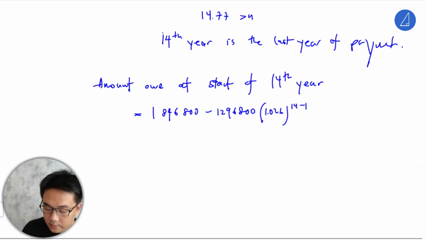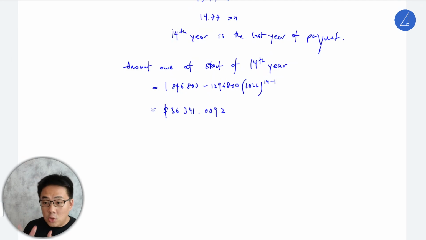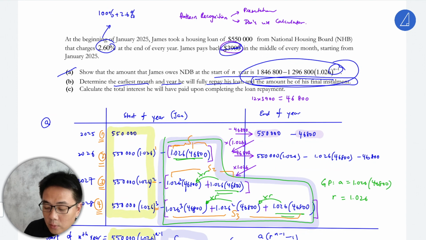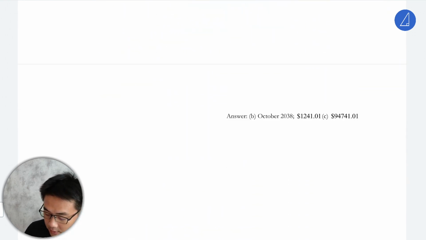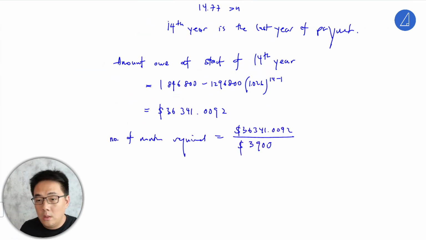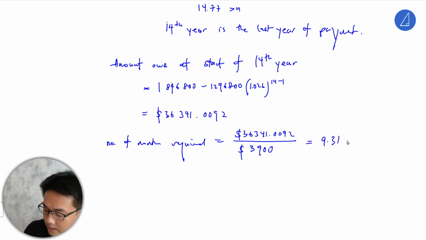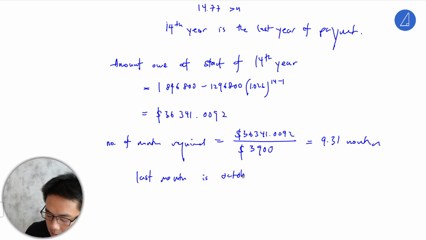36,341.009. Then because every month you pay 3,900, at the start you owe this amount. So you ask yourself the number of complete months you require to finish paying this: 36,341 divided by the monthly payment. That will give us 9.31 months. So the last month will be October. They want the last installment, right?